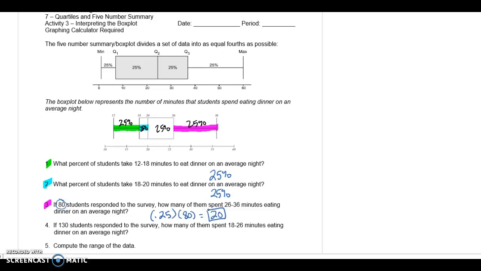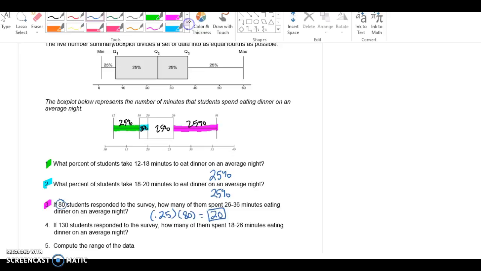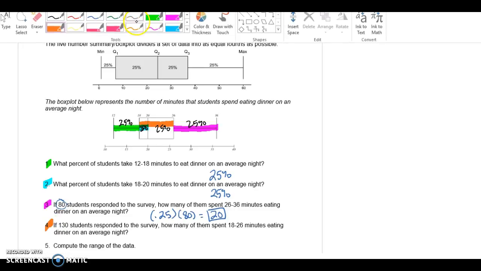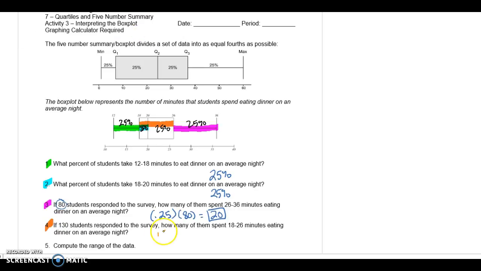Number 4 says if 130 students respond to the survey, how many spent 18 to 26 minutes? So let me grab my highlighter here. Let's try a different color. Let's go orange this time. Between 18 and 26 minutes, that's 50% because it's got 2 pieces of that box plot. So I'm going to take that number, highlight that one first. 50% is 0.50, and I'm going to multiply it by 130 students, which gives me 65. So 65 students, if 130 were surveyed, would spend between 18 and 26 minutes eating dinner.